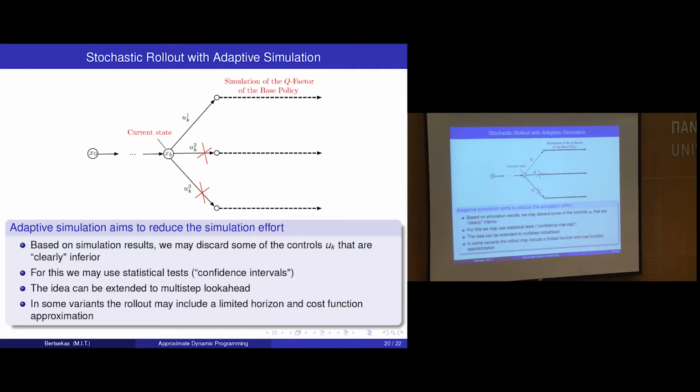And here's another variant of rollout. Here, in the original form of the method, you roll out all the way to the end of the horizon. On the other hand, it is possible to roll out only for a fixed number of steps, and then use a cost function approximation for the remainder. So if you have some cost function already trained, you can use it in conjunction with rollout in order to speed up this calculation.